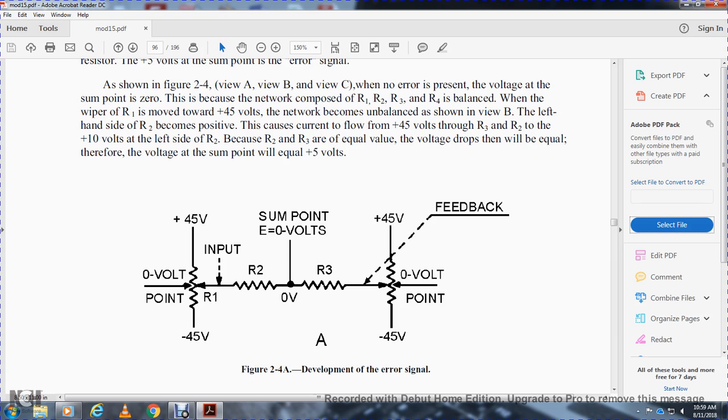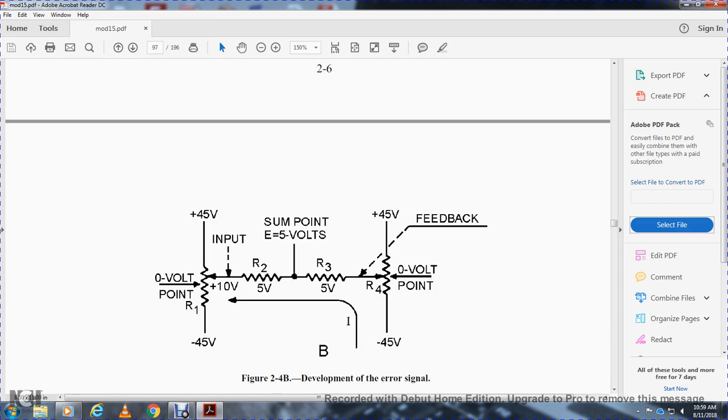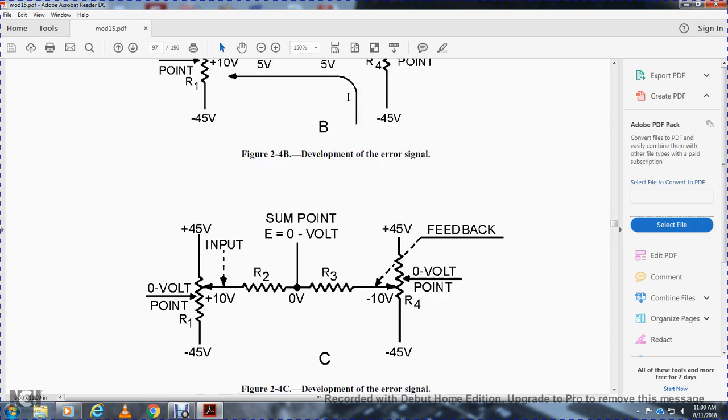We have the positive and negative 45 volts on resistor 1 and the 0 volt point going into the input of resistor 1. The voltage at the sum point is equal to 0 volts between resistors 2 and 3. The input goes to resistor 1, and resistor 3 goes to the feedback at positive 45 and negative 45 volts. Okay, figure 2-4 shows the development of the error signal: the 0 volt point, resistor 1 at positive and negative 45 volts, input of positive 10 volts, resistor 2 at 5 volts, and the sum point at 5 volts. The feedback signal is between resistors 3 and 4.